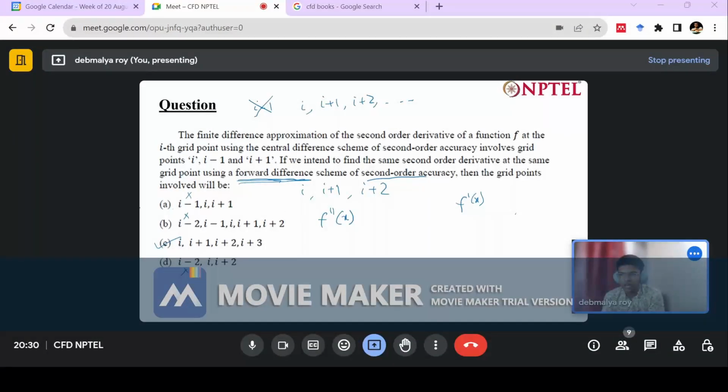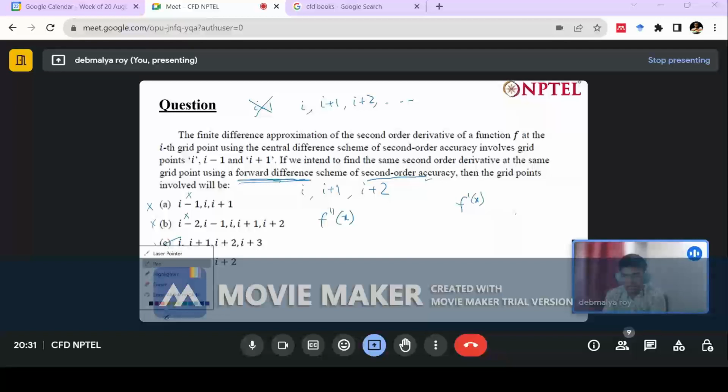With that logic, option A will not be correct because it has i minus 1. Option B will also not be correct because it has i minus 2. Option D has i minus 2. So these are not correct. However, option C is the forward difference scheme. So this is one way to answer it, and now I am trying to discuss how I will find a second order accuracy derivative. If the options were not in this way, how would I know how many values I need to find a second derivative with second order accuracy?